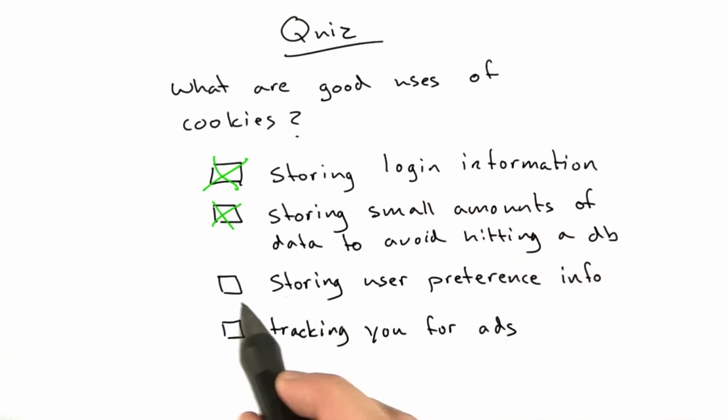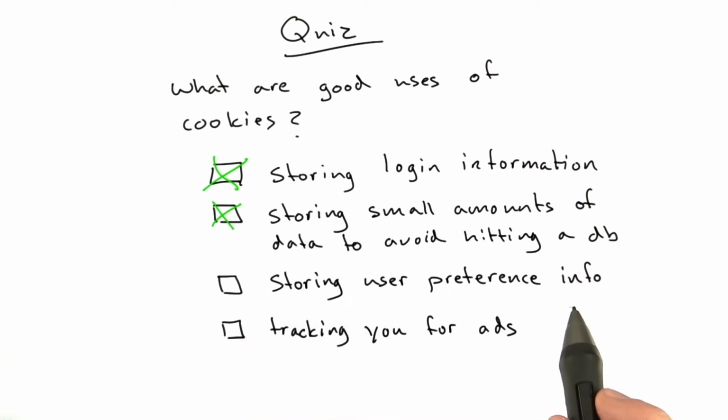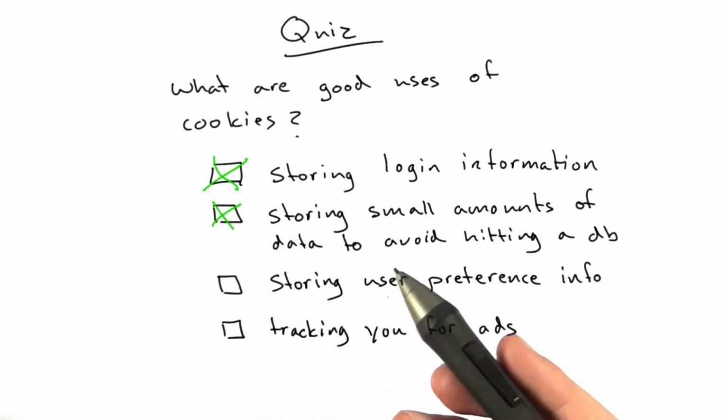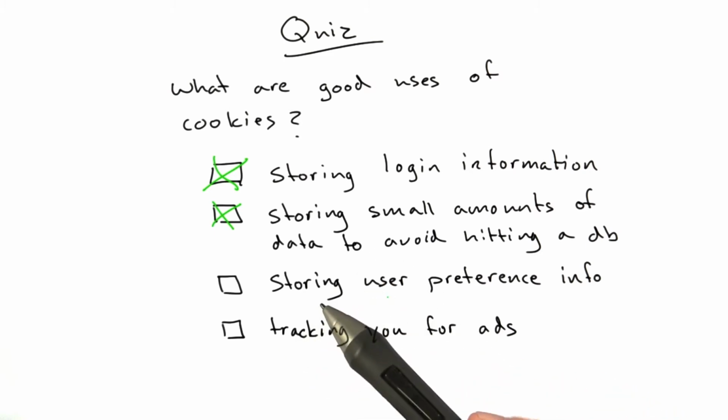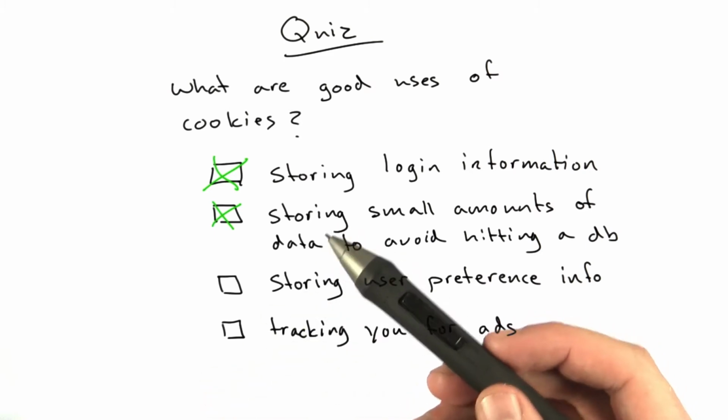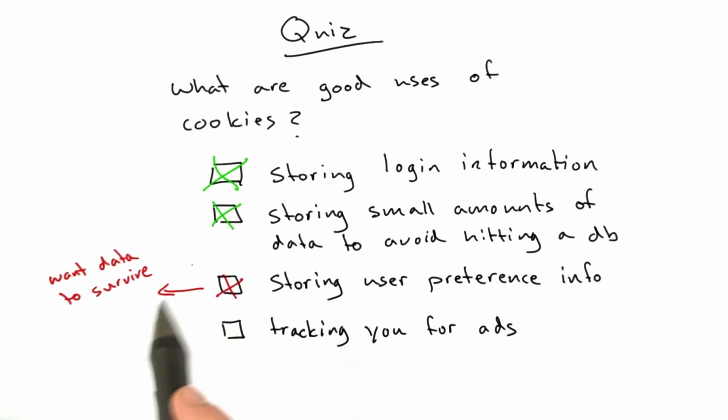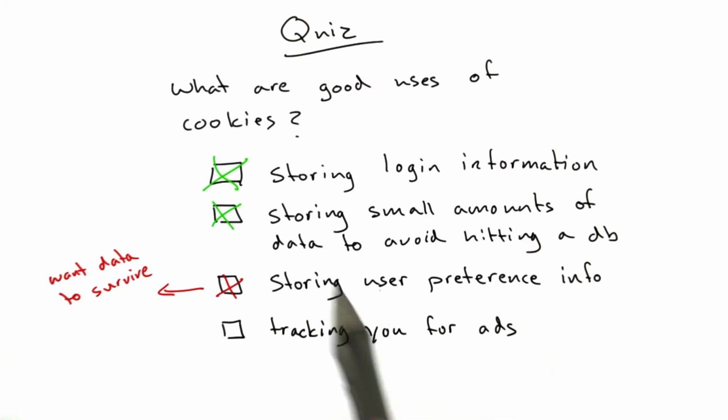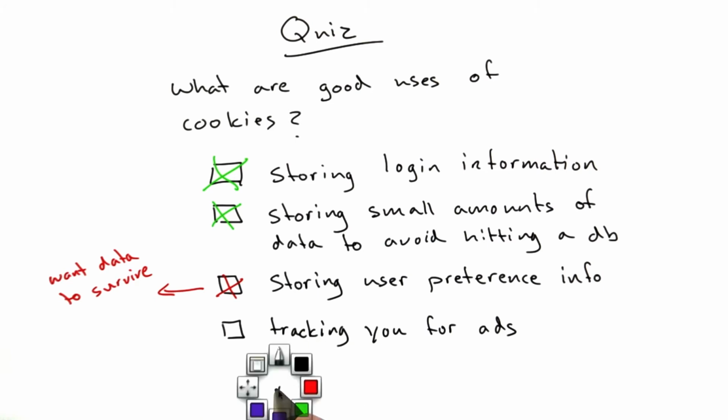Storing user preference info. No, this is not a good use of cookies, at least in the notion of a user as we've been talking about, where you might log into a website and you have these preferences. This is because you want the data to survive. Cookies can be erased at any time. A user can change browsers. They can go to a different machine, and the cookies are specific to one browser, and exist only as long as the user allows them to be there. So data like user preferences that you want to exist until a user changes it on your website shouldn't be stored in cookies.